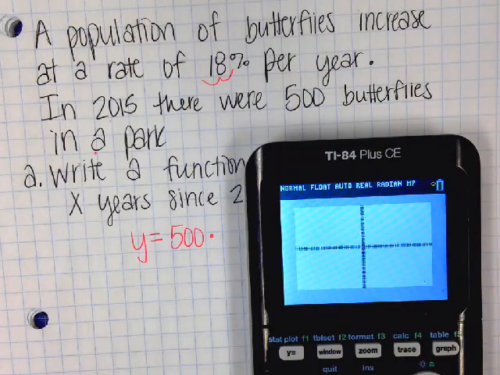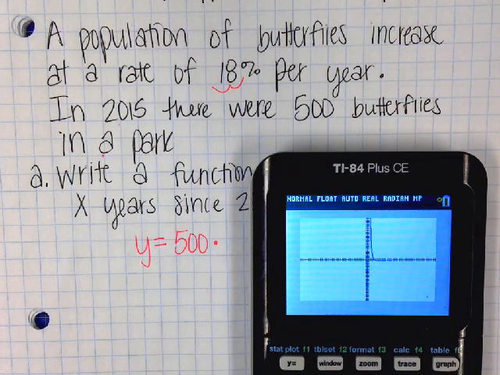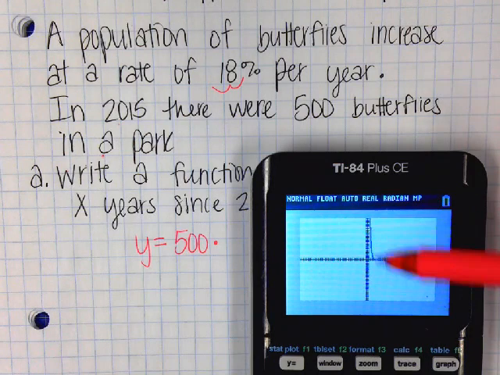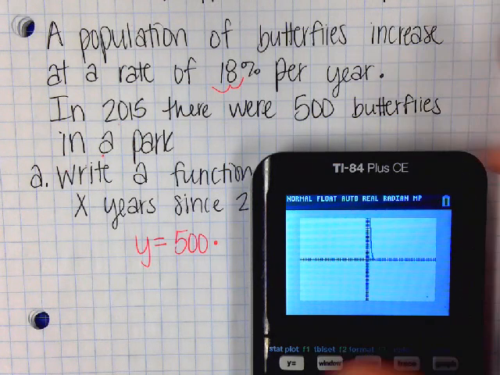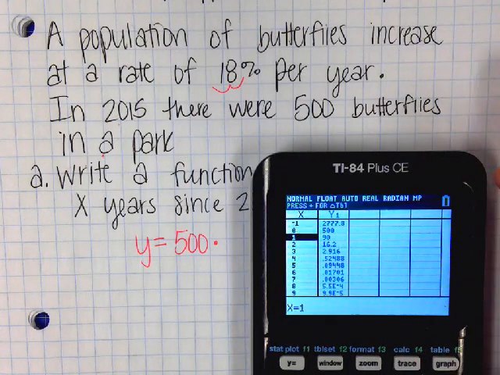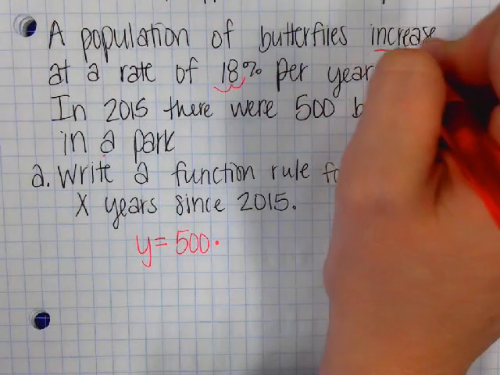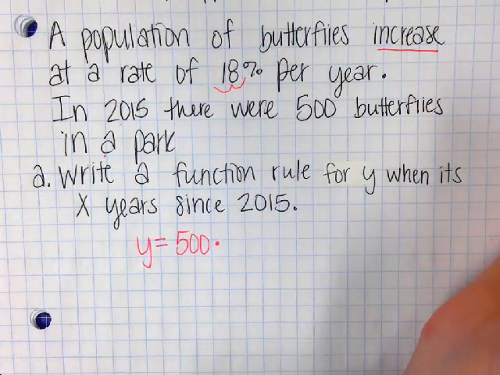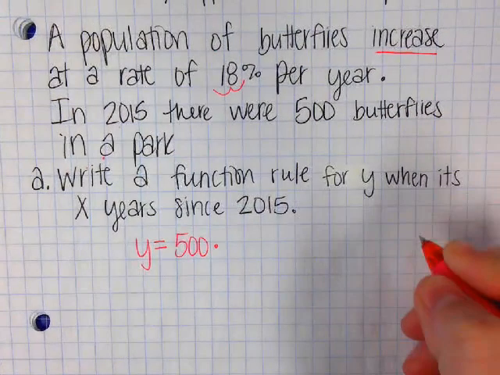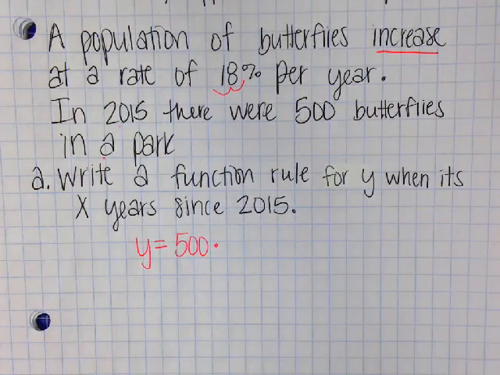If I graph that, when it graphs, does that look like it's increasing in the number of butterflies? If you hit second graph, you can look at the table. That's not increasing, that decreased. So remember, anytime it says something like increases at a rate of 18%, you have to use percentages and you have to think about percentages. So that's what I mean by this is the hardest part about exponential.